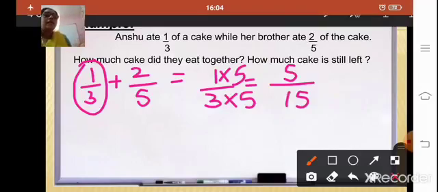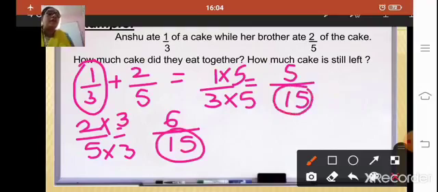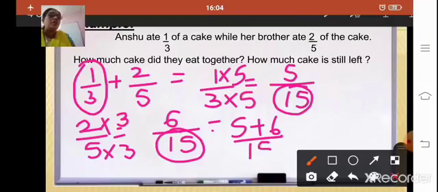Now the second thing is we'll take the second fraction 2/5. We'll convert this into a like fraction with denominator 15. 5 3s are 15. So you will also multiply the numerator by 3. So 2/5 is equal to 6/15. Now both the denominators are the same here, 15. Now the third step is we will add the fractions, that is 5/15 plus 6/15. So 5 plus 6 will give you 11/15.